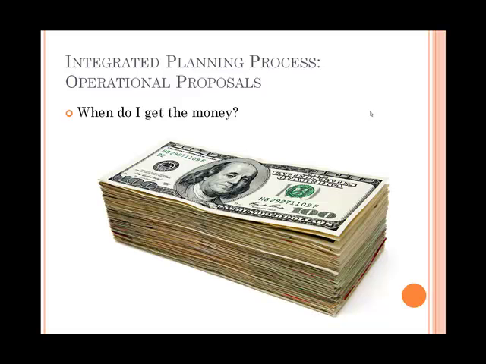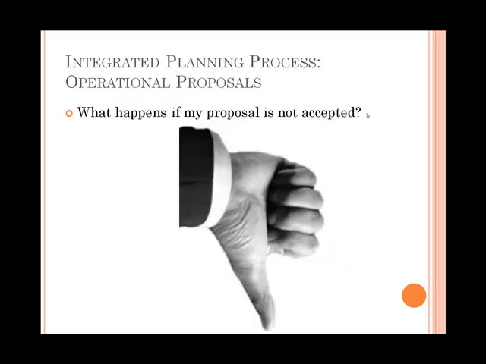Or normally, the proposals are for the following budget year, so that they're actually put into the budgeting system in the fall, spring, or academic year. Uh-oh. And then if my proposal gets rejected or not accepted, what happens?